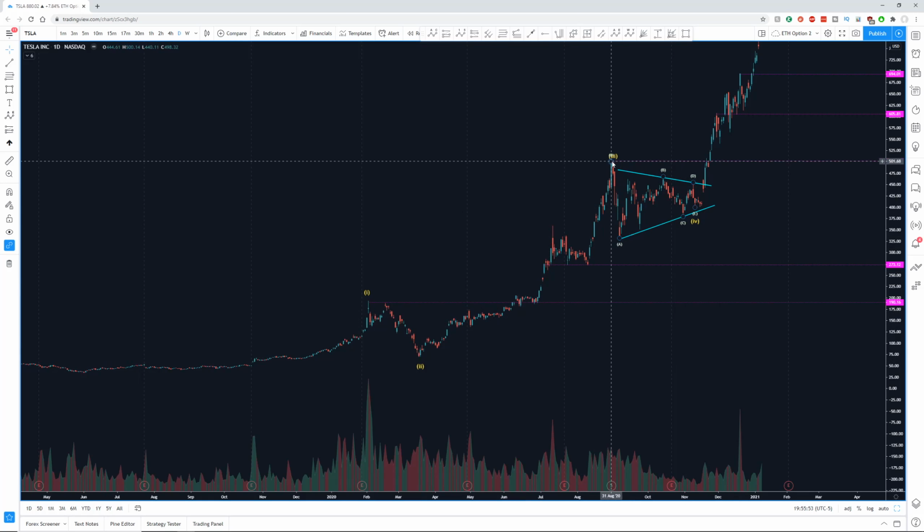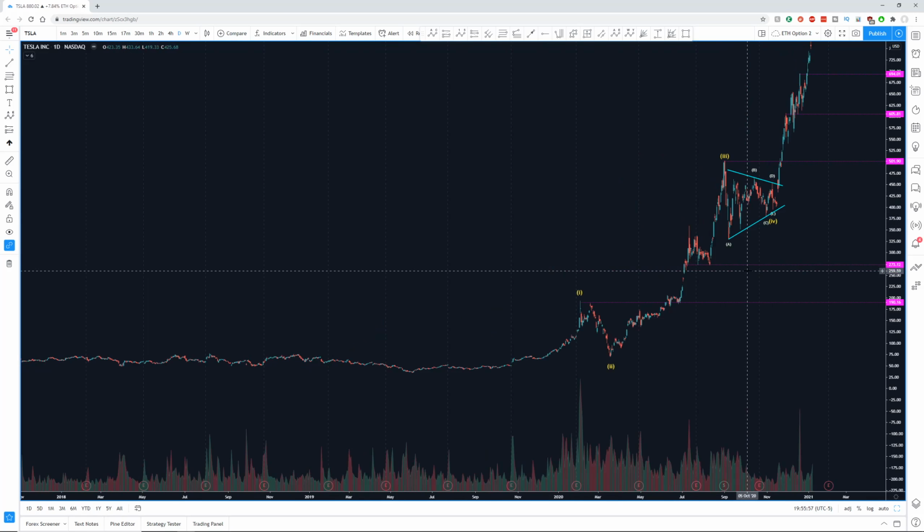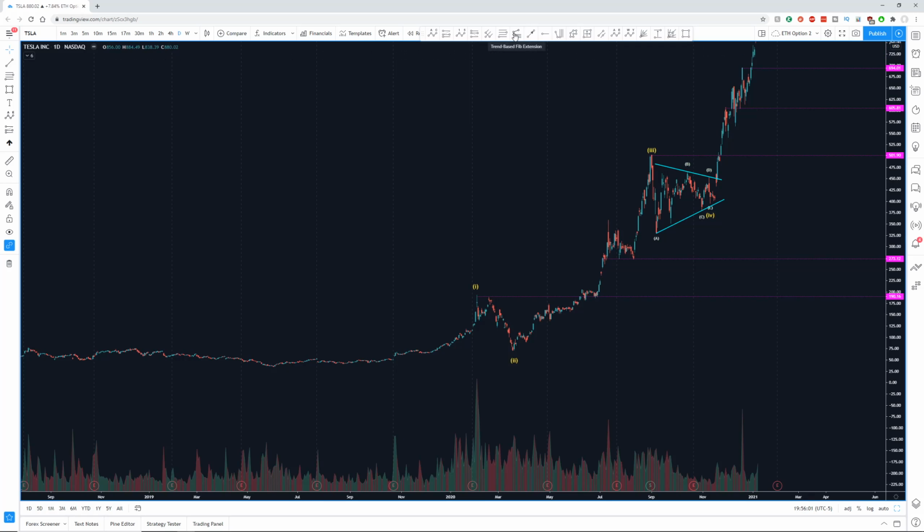Now let's validate that this is actually our third wave, and that this depth retracement of our fourth wave is pretty good. In order to validate a third wave, we want to use this trend-based fib extension tool on TradingView. What we see in Elliott Wave Theory is that the third wave is typically correlated to the length of the first wave by a ratio of 1.618. That's the most common level. If we break past that 1.618 level, the second most common level for the third wave is 2.618. Let me show you what that looks like.